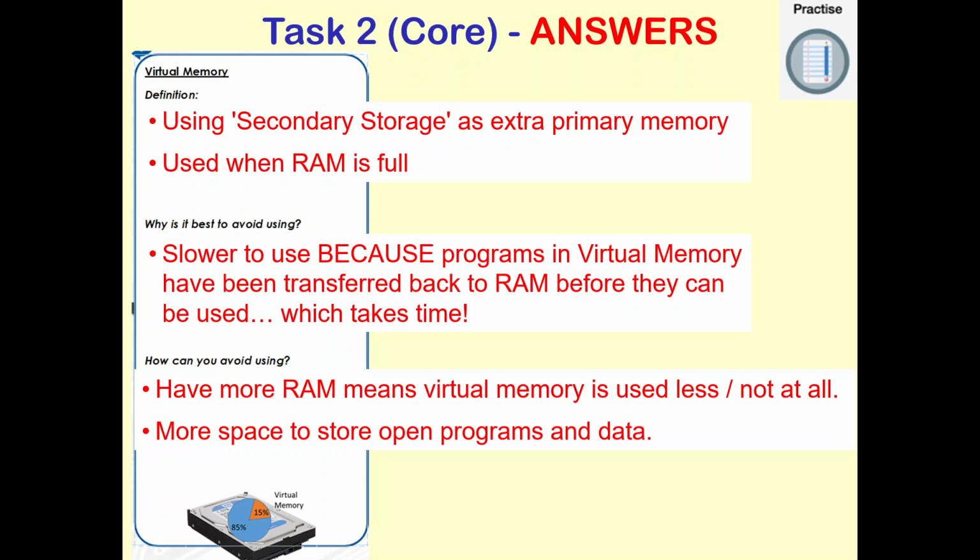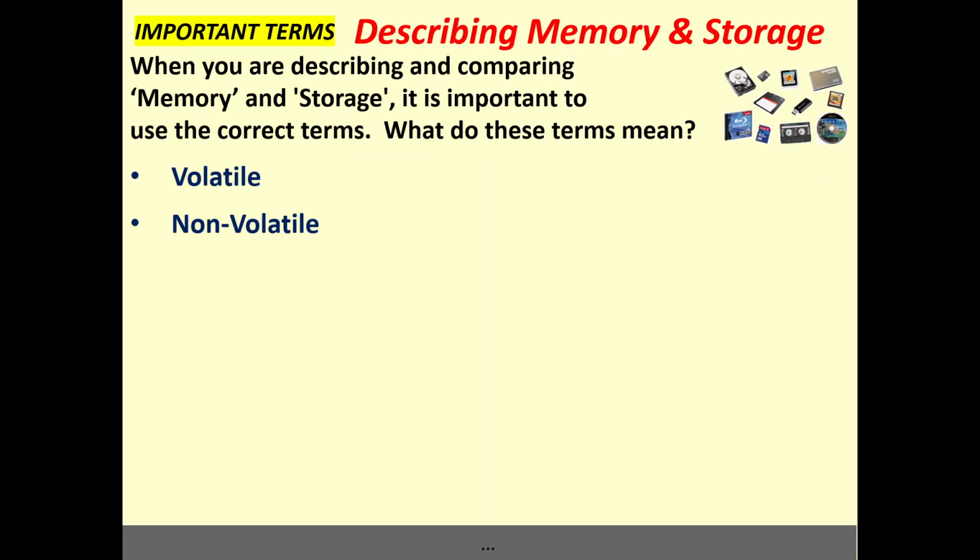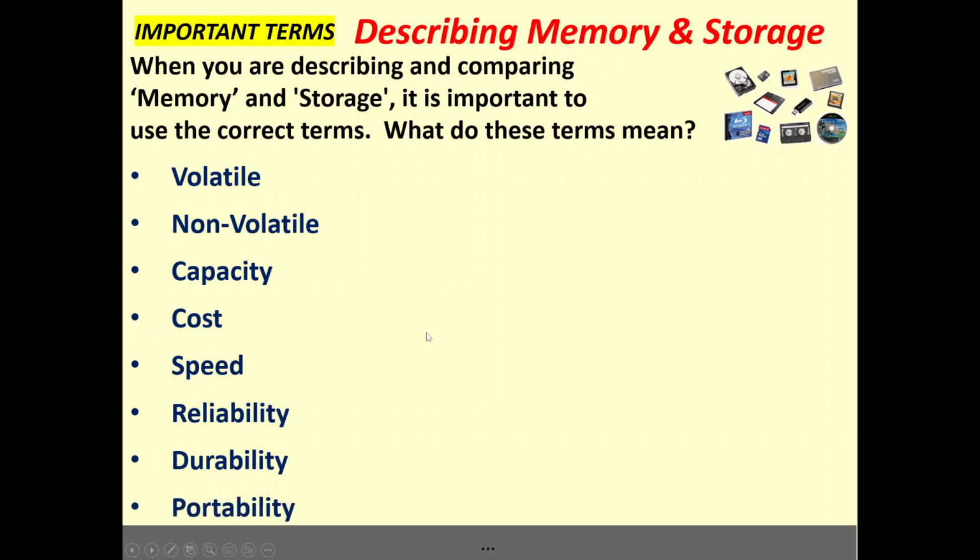Final thing for today. When you are talking about primary memory, secondary storage, when you're talking about any of these things, there are some key words that you need to know and use. Okay, very important. So we have volatile, non-volatile, capacity, cost, speed, reliability, durability, and portability. These are the key words that you need to know and use when you're describing and talking about these types of memory and storage. What do they mean?